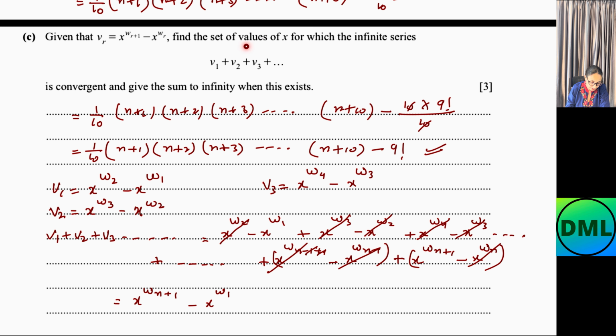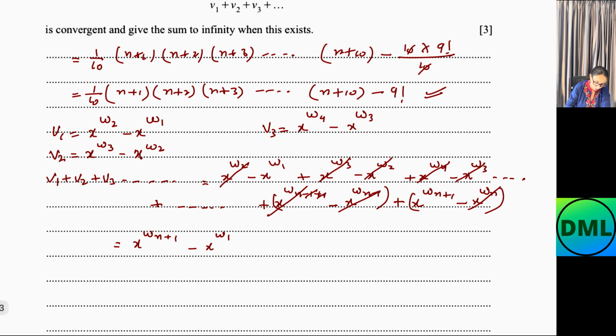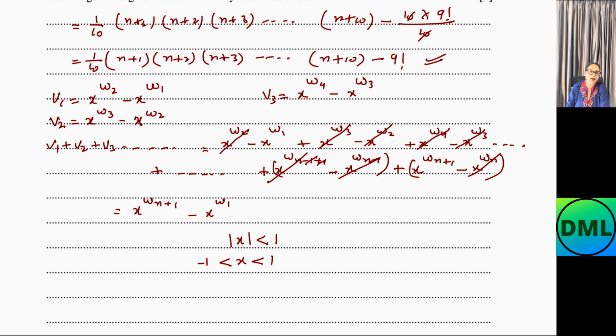I need to calculate the set of values for x for which this infinite series is convergent. For the convergence, the relation is mod of x should be less than 1, or x is greater than negative 1 and less than 1. This is the condition for convergence. I need to see whether the sum from n equal to 1 to infinity will exist or not. Let's see that here. Sigma n equal to 1 to infinity Vn. What is the value for Vn? The value for Vr is V1 plus V2 plus V3, which is given by this equation. I can substitute that here. N is equal to 1 to infinity.